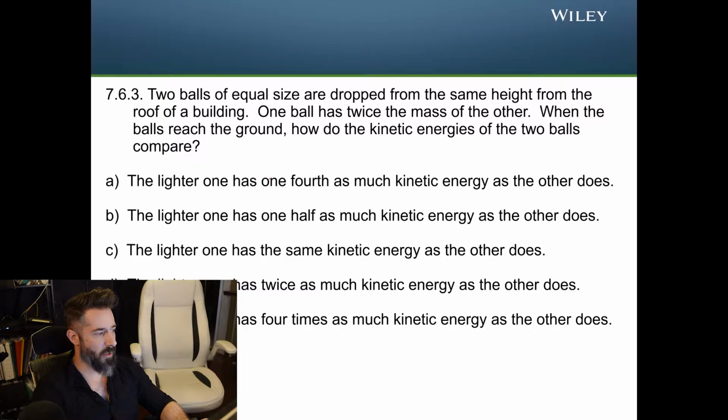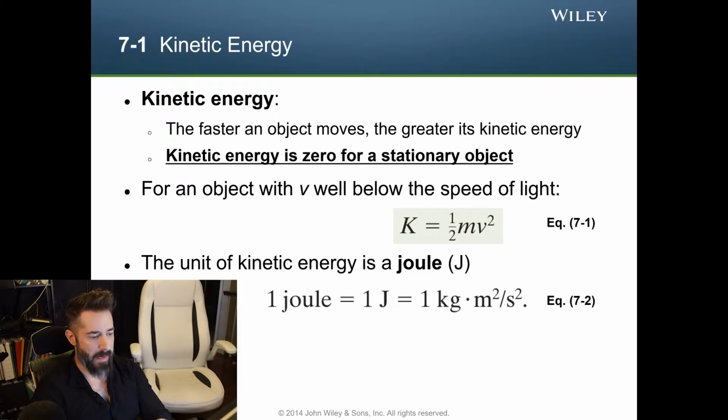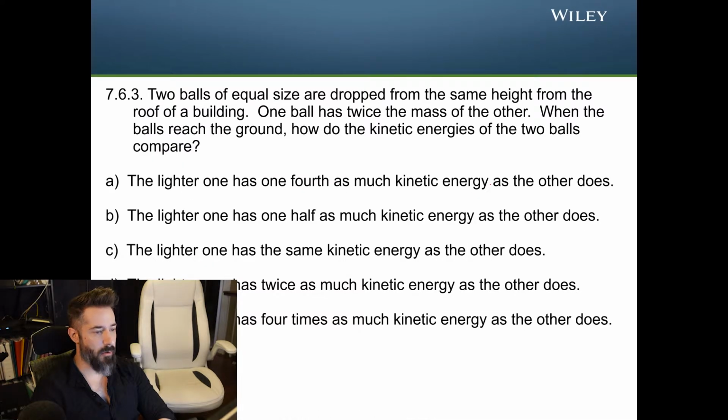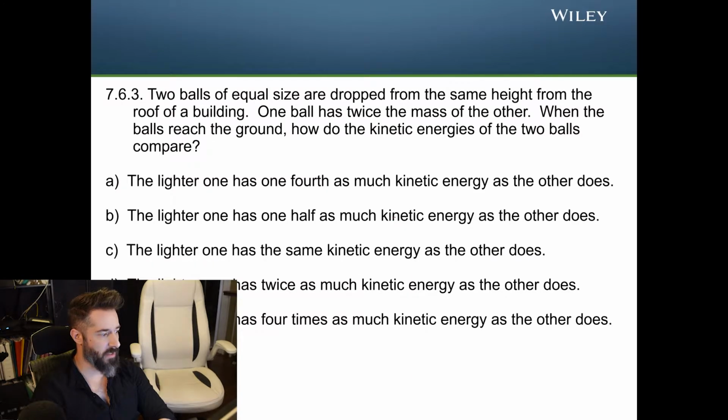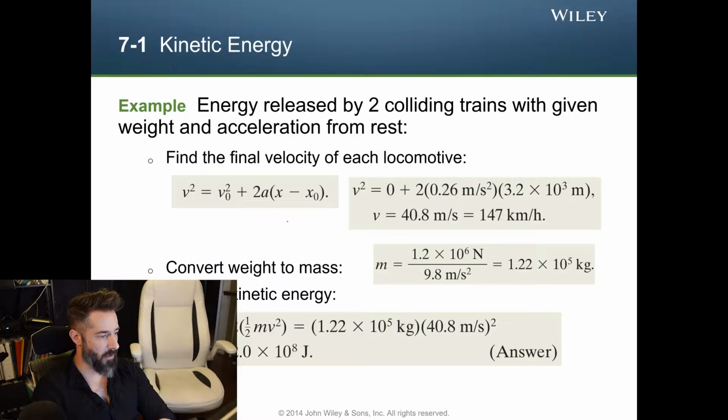So here's an example. Two balls of equal size are dropped from the same height. One ball has twice the mass of the other. When the balls reach the ground, how do the kinetic energies of the two balls compare? If we go back and look at the formula, you have a mass in here, right? The one is twice the mass of the other one, therefore one is going to be 1/2 mv squared, and the other one's just going to be mv squared, right? So it's going to have twice the kinetic energy. So the lighter one then has half, which is B.